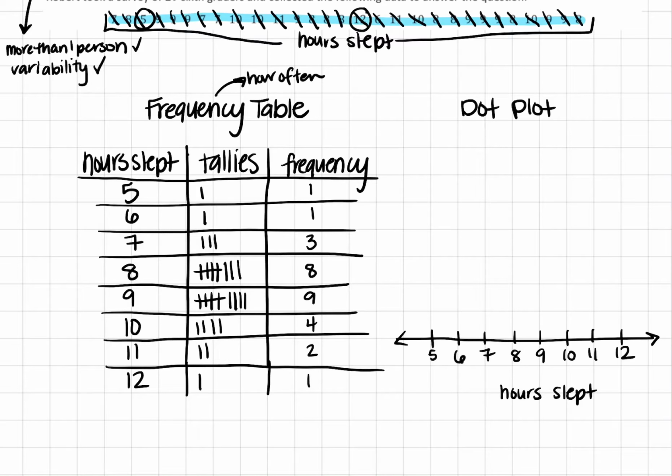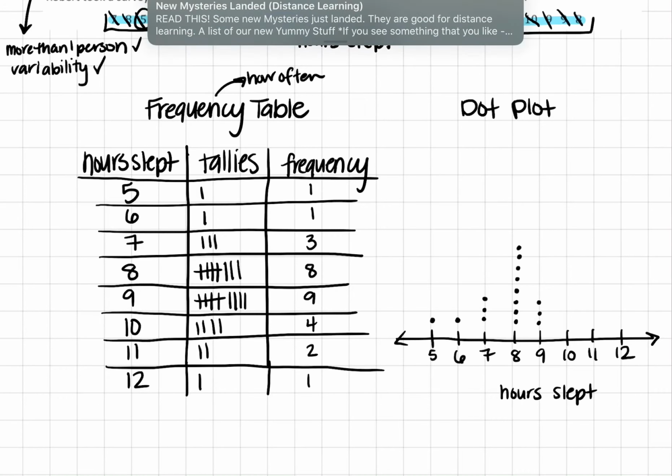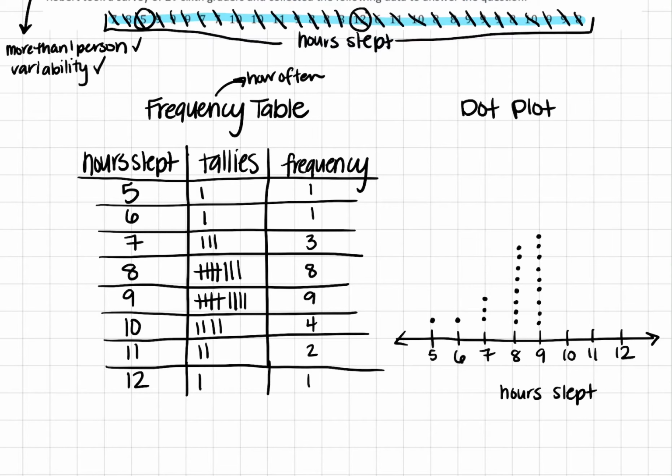So since 5 showed up one time, I'm going to only have one dot. Since 6 showed up one time, I'm going to have one dot. 7 showed up 3 times. 8 showed up 8 times. 1, 2, 3, 4, 5, 6, 7, 8. 9 showed up 9 times. 1, 2, 3, 4, 5, 6, 7, 8, 9. 10 showed up 4 times. 11 showed up twice. And 12 showed up once.